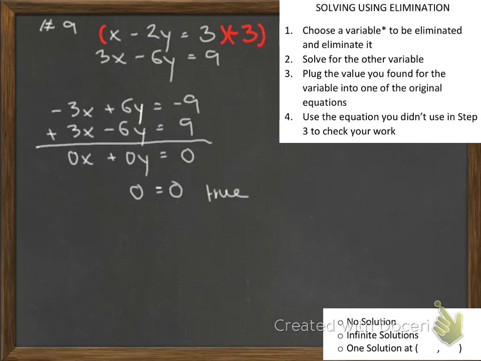This gives me 0x plus 0y equals 0, or 0 equals 0. This is a mathematically true statement, and remember, whenever that happens in step 2, because this is step 2, this is step 1. So when we get a mathematically true statement that doesn't contain any variables, 0 equals 0, there's no x or y left, that means there are infinite solutions, and that would be our final answer.